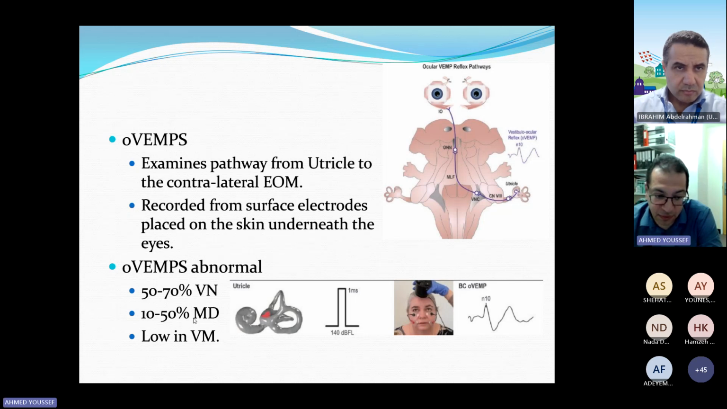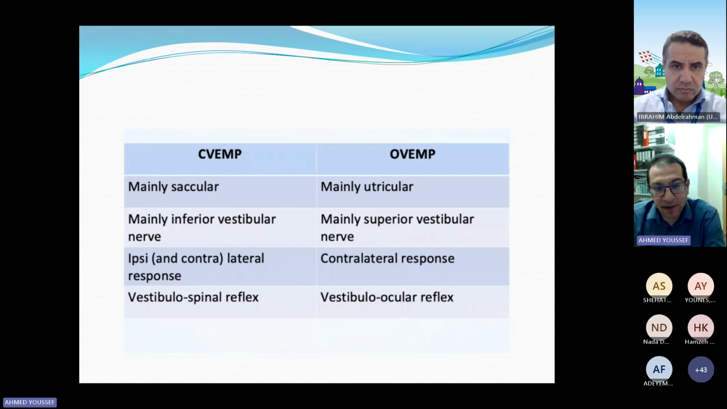It is abnormal in 10 to 50% of Meniere's disease, and low in vestibular migraines. And these are the differences between the C-VEMP and the O-VEMP. As we mentioned, the C-VEMP is mainly saccular and the O-VEMP is mainly utricular.